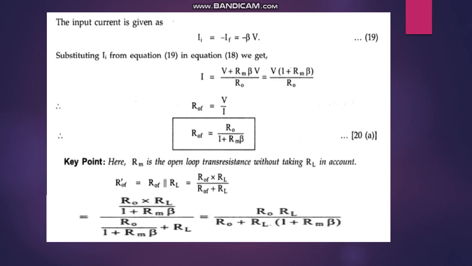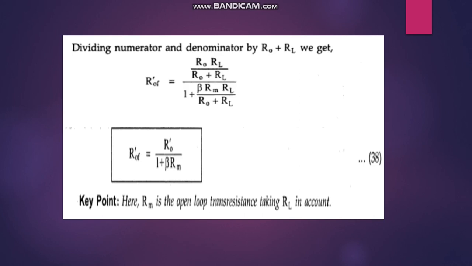And then we have to take the LCM in the denominator. So after taking the LCM, R naught plus RL into 1 plus beta into Rm divided by 1 plus Rm into beta. That we have to cancel in both numerator and denominator, 1 plus beta into Rm. And then we have to divide numerator and denominator by R naught plus RL, what we already did in the previous derivations.